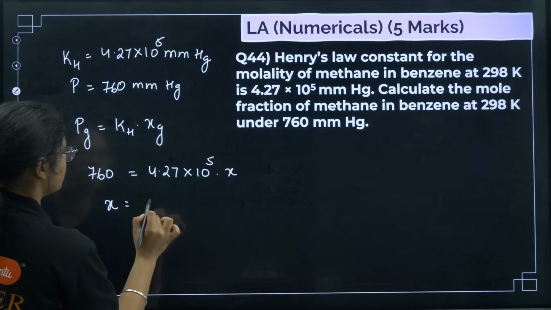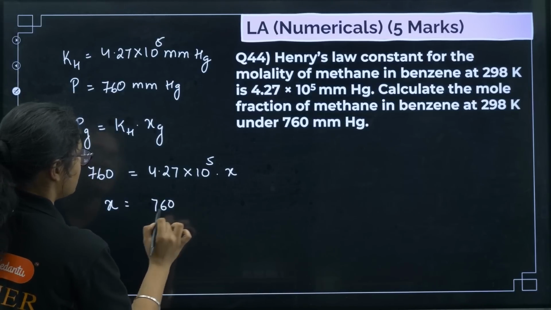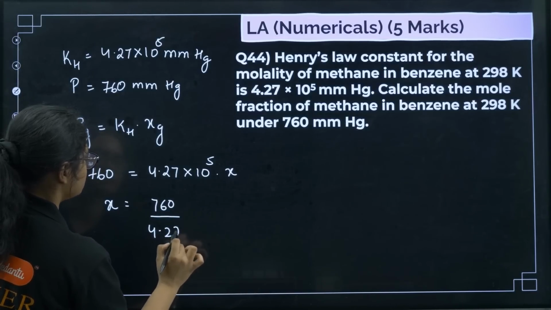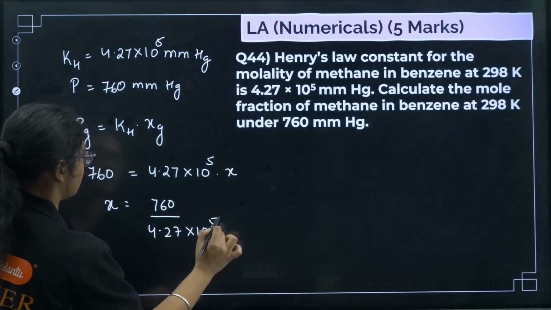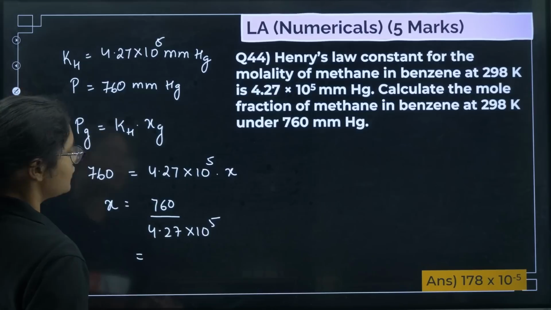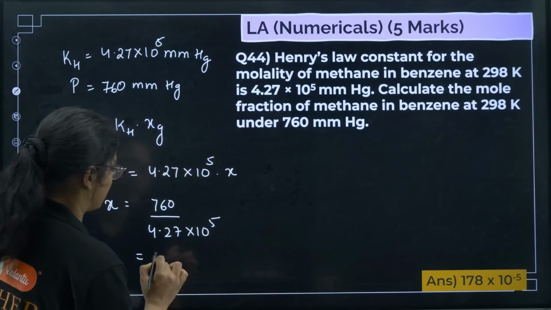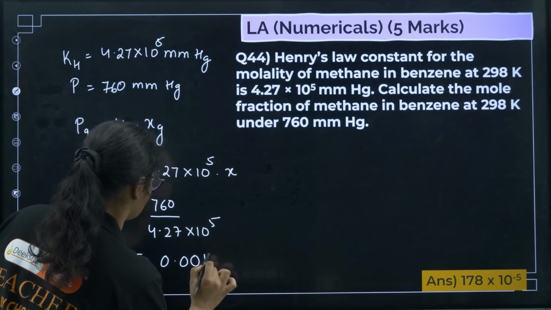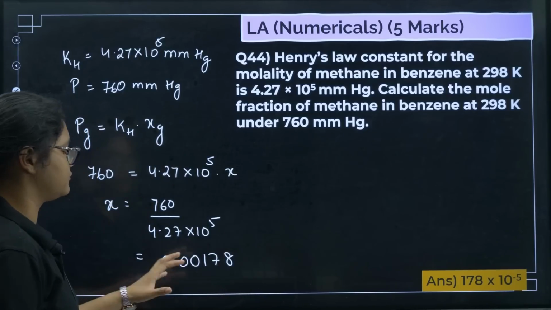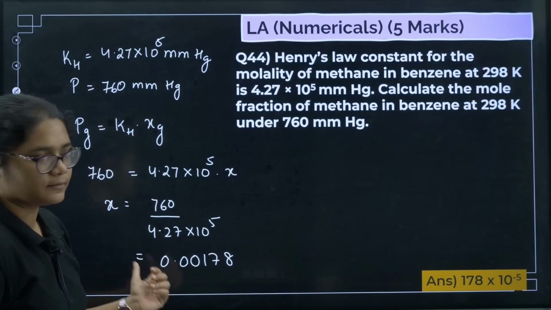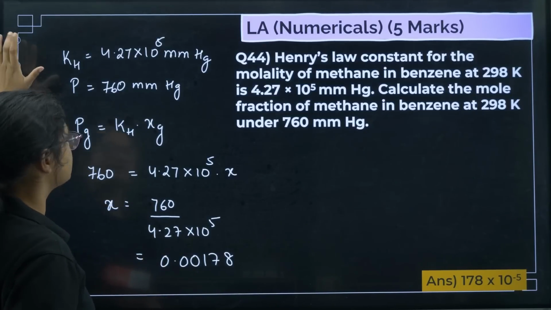We have P of the gas is equal to Kh into mole fraction of the gas. Pressure of the gas is given as 760 and Kh value is 4.27 into 10 to the power of 5 into mole fraction. So the mole fraction is 760 by 4.27 into 10 to the power of 5. If I calculate this, you will get around 1.78 into 10 to the power of minus 5. This will be the value of the mole fraction. This is also a very easy question.